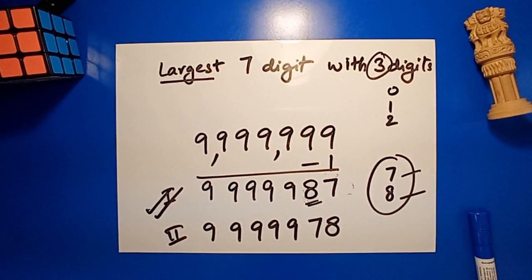So like this, you can find and solve problems which require you to mention some 5-digit number or 9-digit number, largest, smallest, with 3 digits, with 4 digits, using this method.